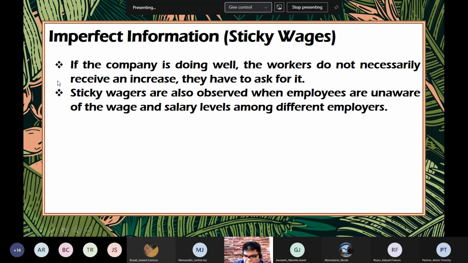So, usually, hindi natatanggap yung increase, but you can ask for a raise. Boss, pwede po ba akong taasan? Pwede po bang taasan yung sweldo ko? But they will sometimes say na, eh, hanggang dito lang naman ang salary ng work mo. There's nothing you can do. And it also is observed when employees are unaware of the wage and salary levels among different employers.